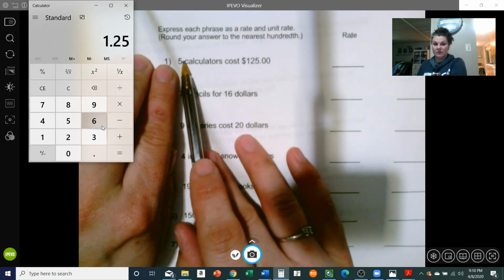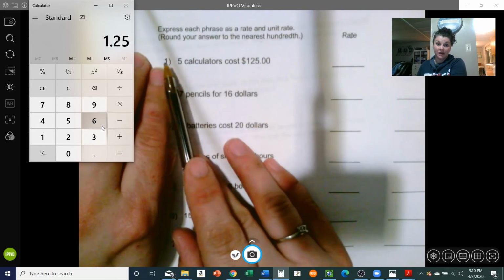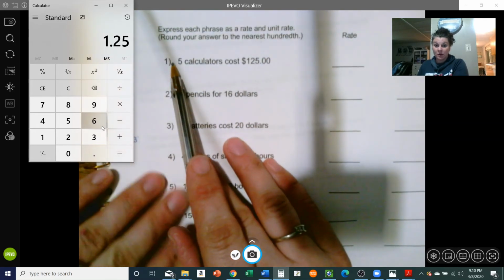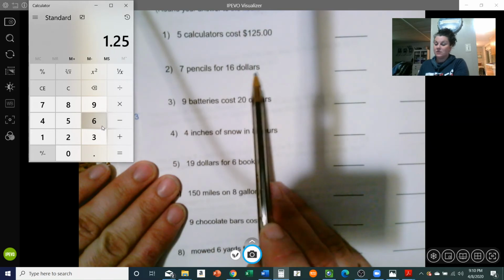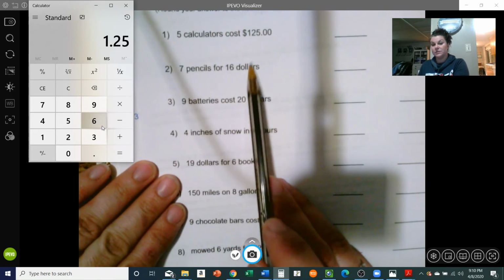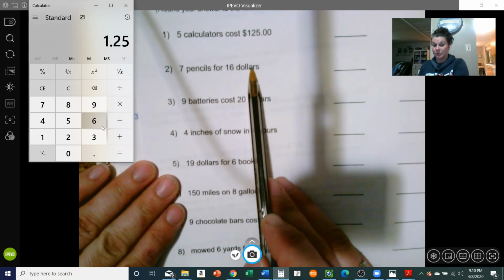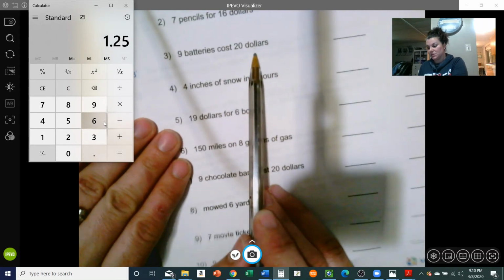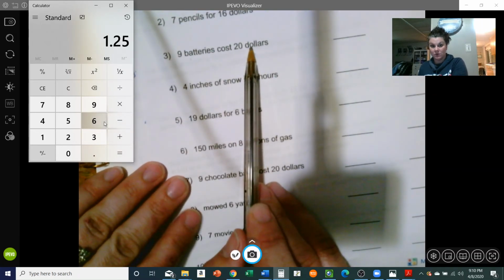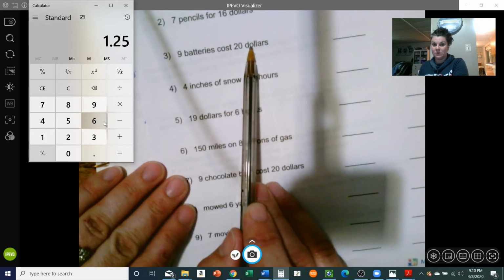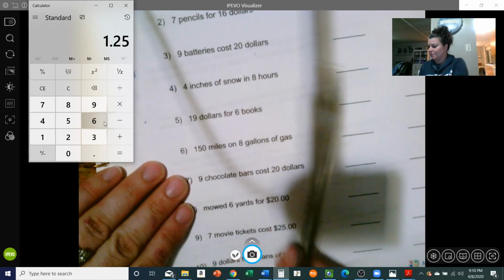$125 buys you 5 calculators. So you do 125 over 5. And remember your units. Okay? 7 pencils for $16. The dollars go on top. 9 batteries cost $20. The 20 goes on top. Those are probably some pretty fancy batteries. It's a lot of money for a battery.